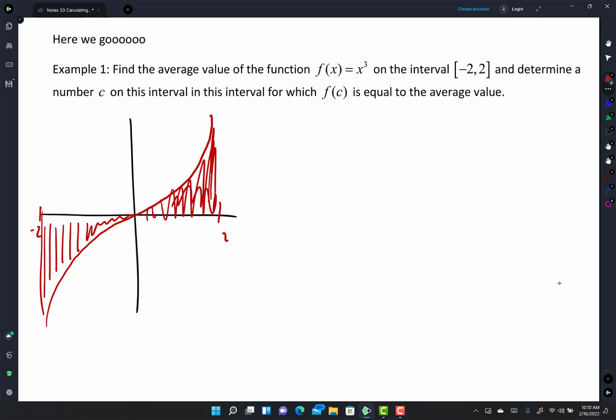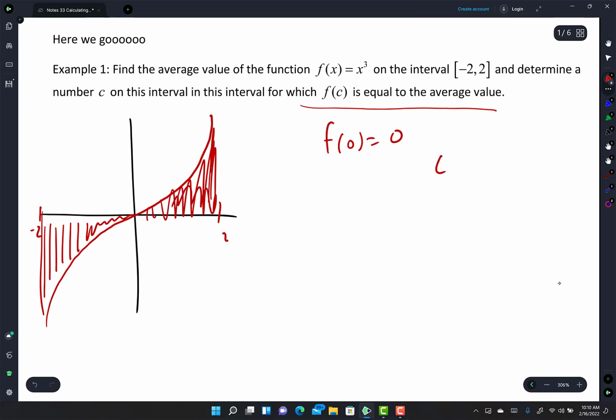So if I'm answering this question, because this is a two-part question, and determine f of c where it equals the average value, well, where does this function equal 0? At 0. So f of 0 equals 0. So c is 0. But that's not a very interesting question. So that's probably why it's there. I want to see if it's true. I want to see if the average value really is 0.